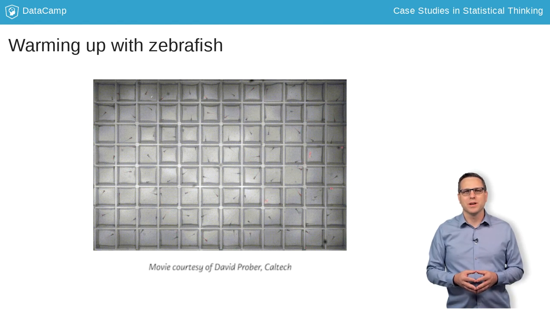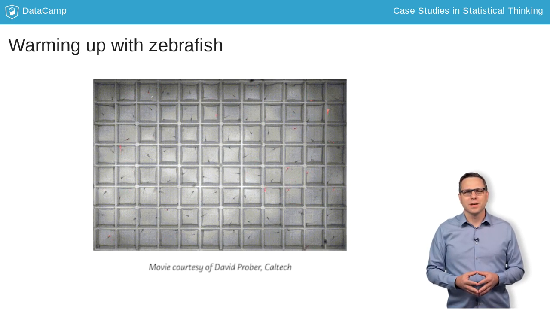Each fish was put in its own little well and recorded with a camera. Whenever a fish moves, the system detects and records the movement, indicated here by the red flashes in the video. The more movement, the more wakeful the fish.